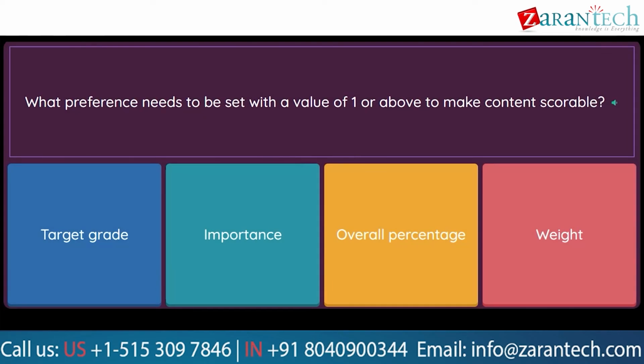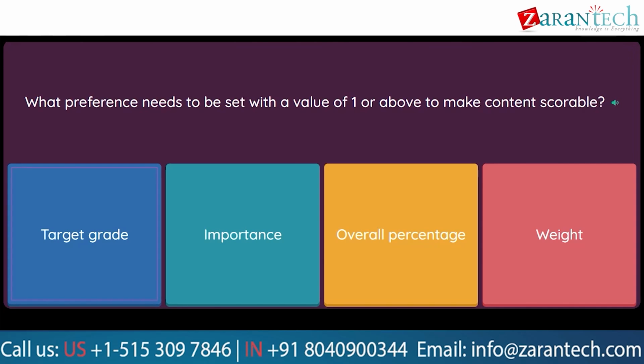Question: what preference needs to be set with a value of 1 or above to make content scoreable? Option 1 target grade. Option 2 importance. Option 3 overall percentage. Option 4 weight.